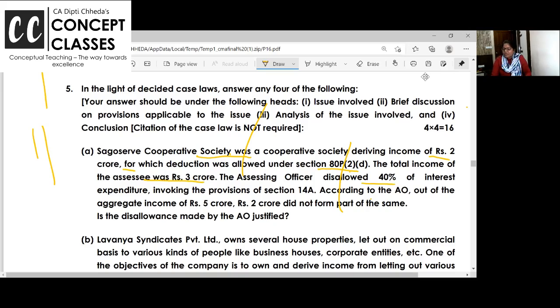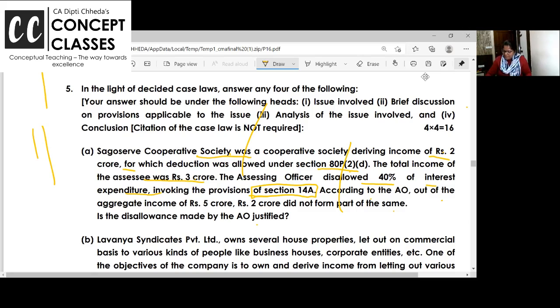AO disallowed 40% of the interest expenditure under section 14A. According to AO, out of aggregate 5 crore income, 3 plus 2, 5, the 2 crore did not form part of the total income. So is the disallowance made by AO justified?